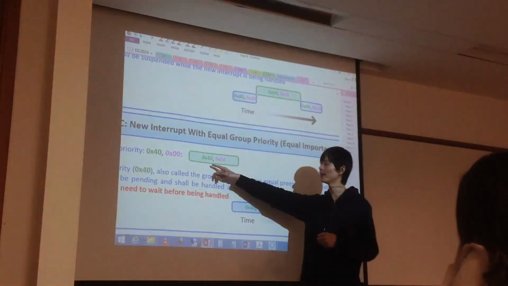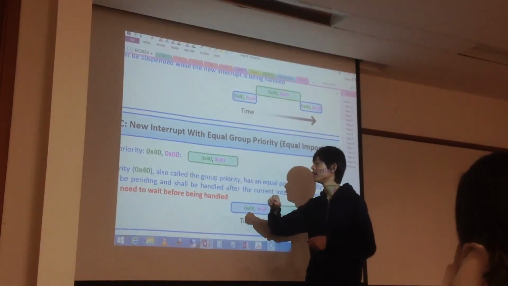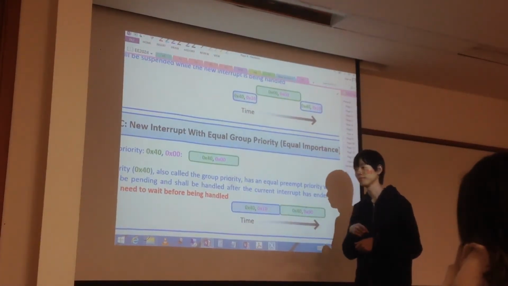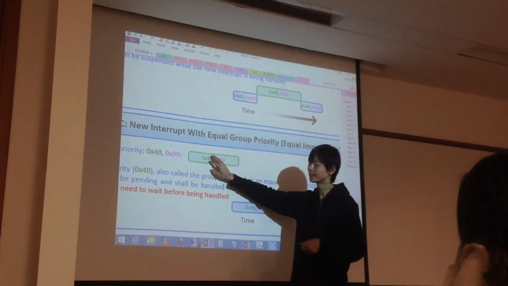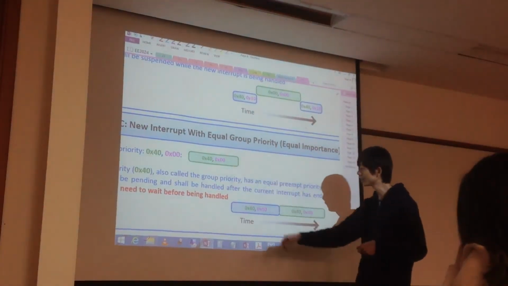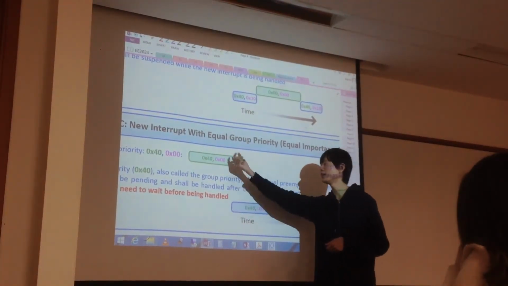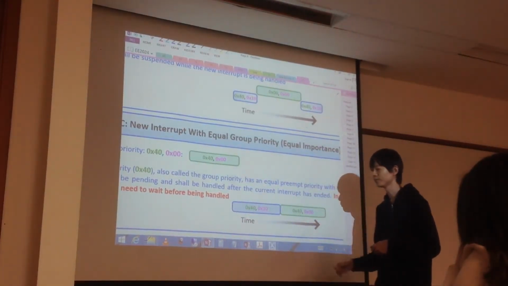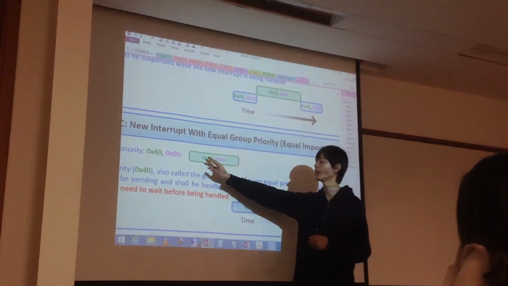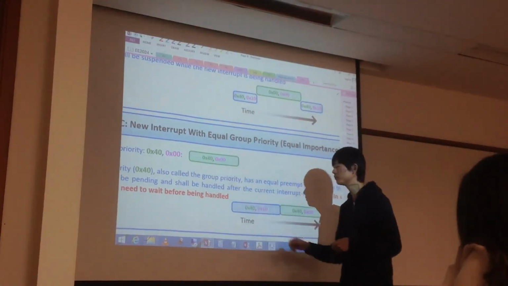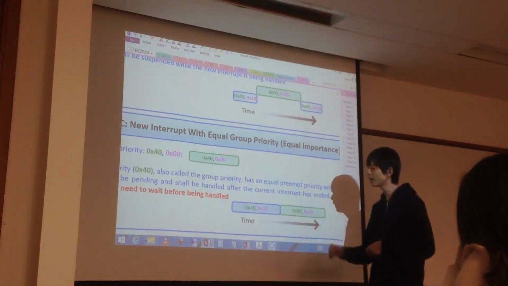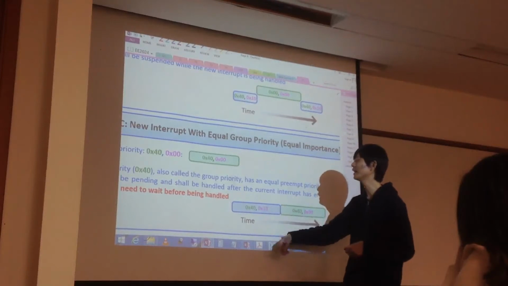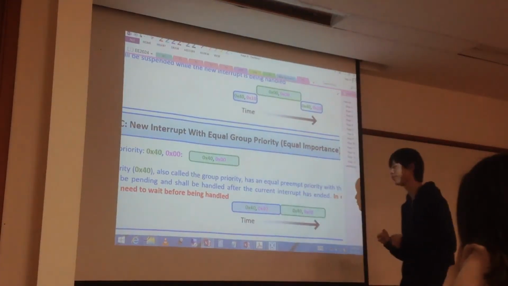Since the new interrupt has the same group priority as the current interrupt, it will be placed on hold. It will wait, no matter the sub-priority. Even if the sub-priority has a lower value than this one, it doesn't care. It will check only the group priority first. It is equal. Since you're both equal, you have to wait. I will finish my current task, and then I will deal with the new interrupt.